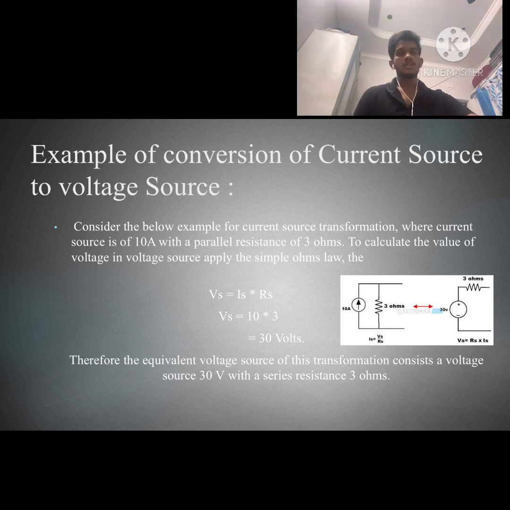I equal to 10A, R equal to 3 ohms, right? Therefore, V equal to 30 volts. The equivalent voltage source of the transformation consists of a voltage source of 30 volts with a series resistor of 3 ohms. Just have a look at this.